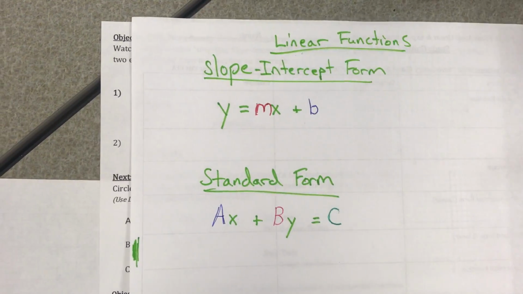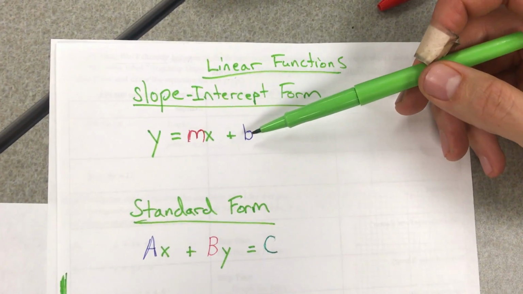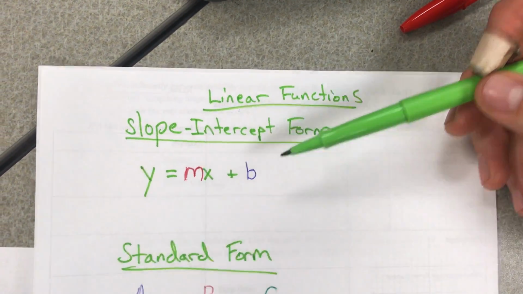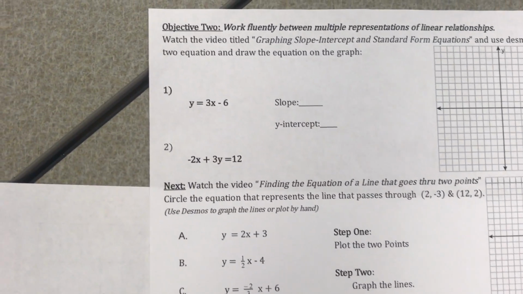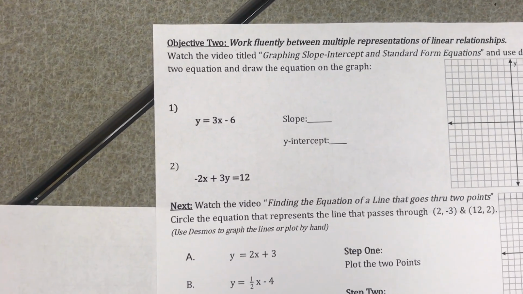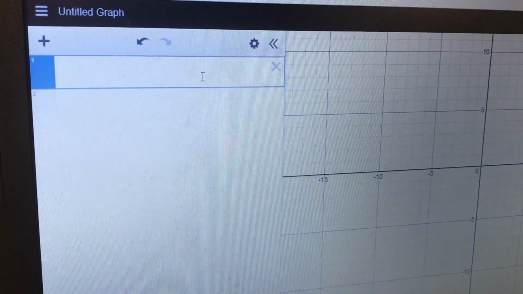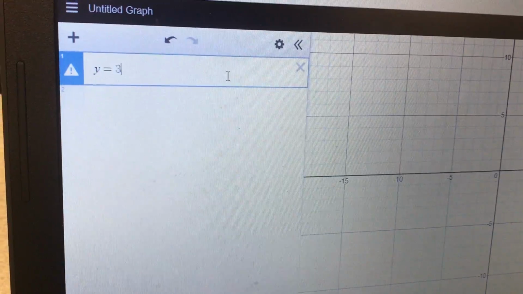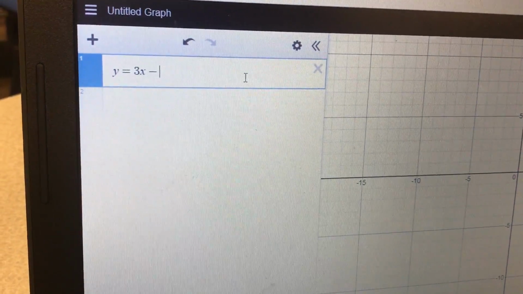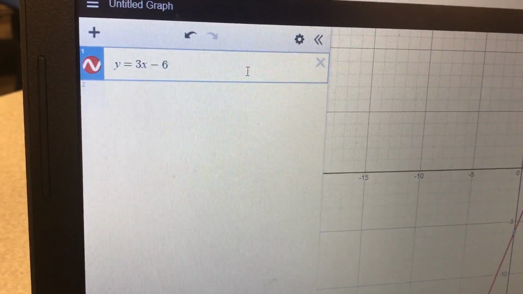Just a quick reminder, slope-intercept form is in the form y = mx + b. Okay? We learned how to graph this by hand. Today we're going to learn how we can use Desmos to help us do this. So on your computer you're going to pull up Desmos. You're going to type the equation in slope-intercept form. Okay? This is the exact equation that is on your power focus area notes.